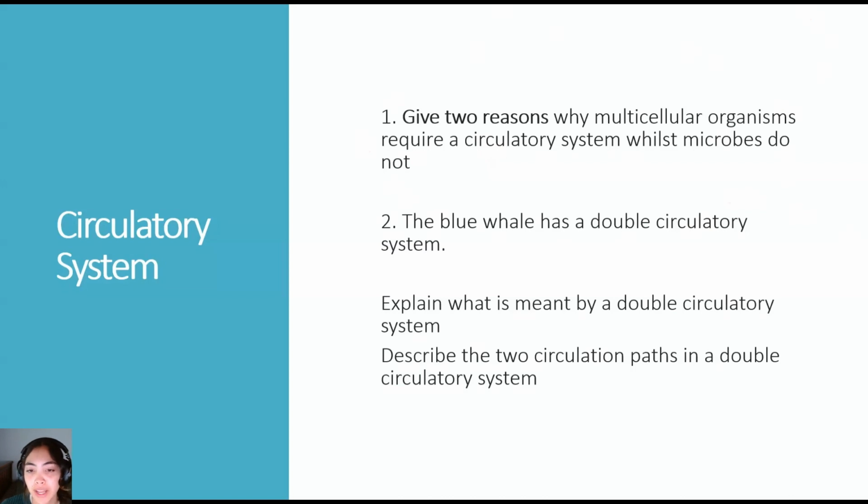The blue whale has a double circulatory system. So explain what is meant by a double circulatory system and describe the 2 circulation paths in a double circulatory system. Okay, so we just went through that in the last couple of slides. So have a look there to help you with those 2 questions.